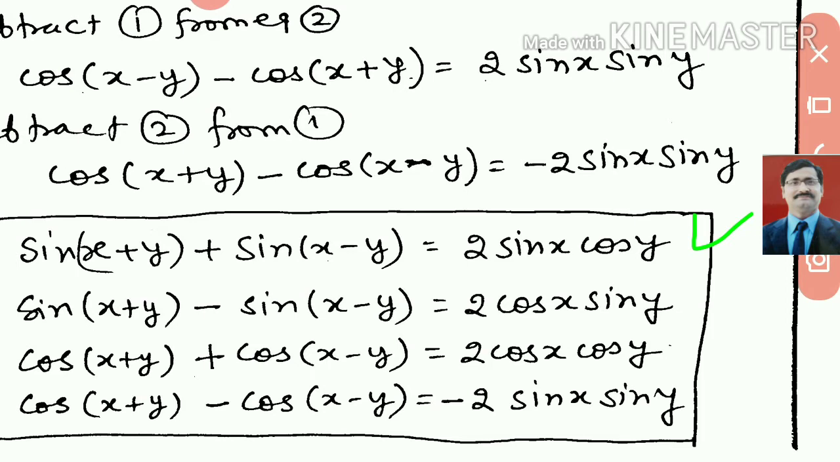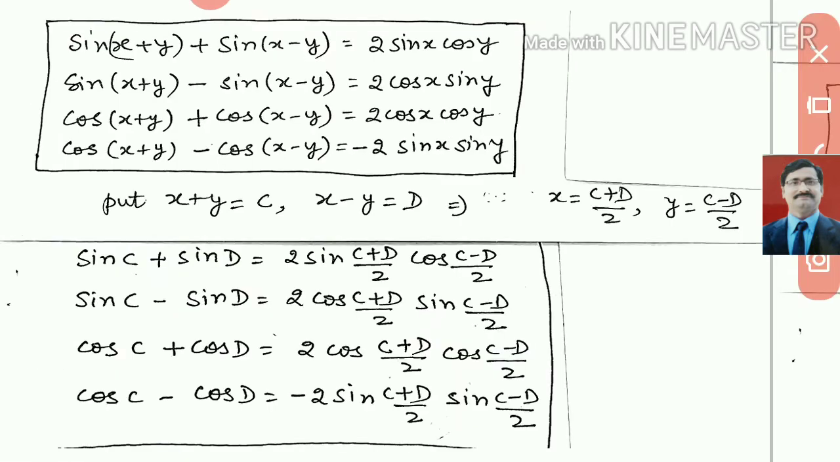Look here, these formulae we have to convert into the C and D format. For that, in place of x+y we put C, and in place of x−y we put D. Now if you add these two, you get 2x equal to C plus D, so x equals (C+D)/2. And similarly y equals (C−D)/2.